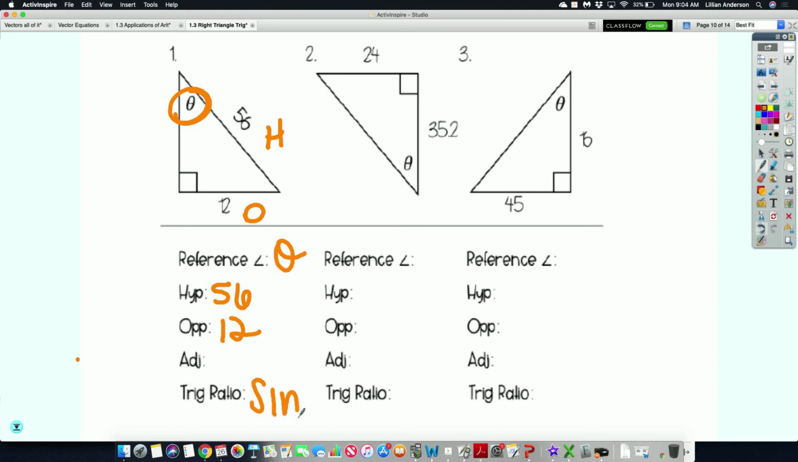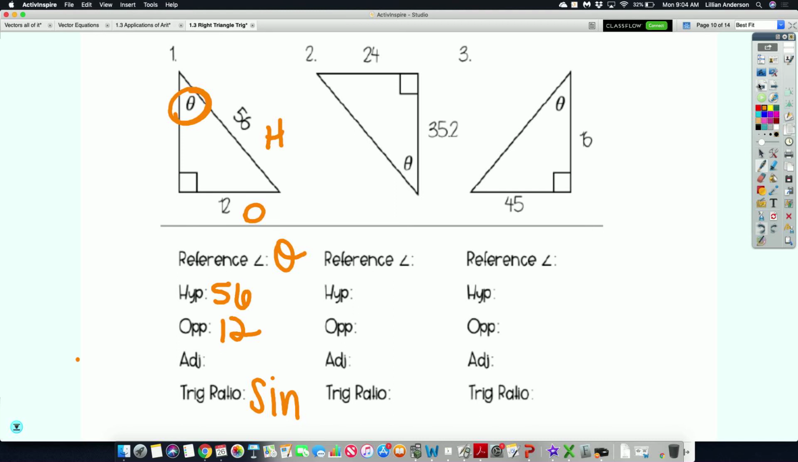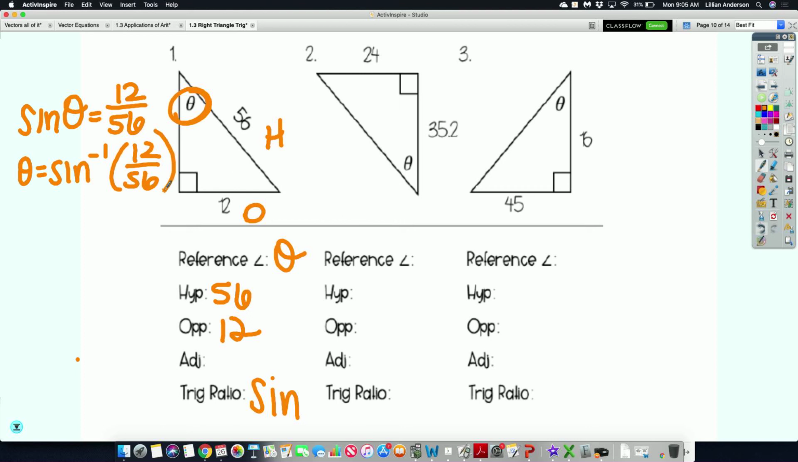Which trig ratio is opposite and hypotenuse? Sine. Okay? So when we set this up to solve it, we'll still set it up the same way. Sine of our angle. This time our angle is theta, it's our unknown, equals my opposite side over my hypotenuse. So again, to get the angle separate from your trig function, you do the inverse. And the inverse is when you have that little -1. Y'all remember that from geometry? Okay? And then you just type in your fraction.